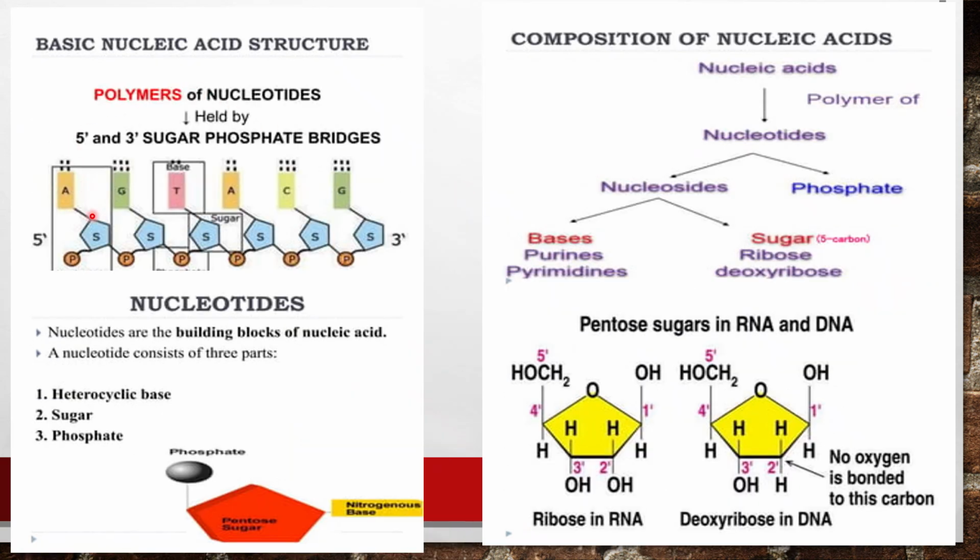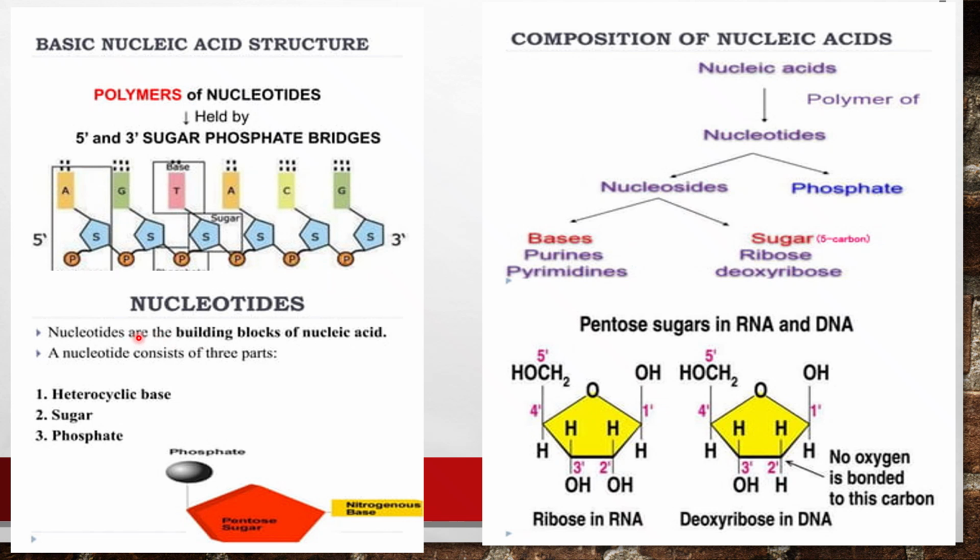So here is a clearer account of the basic structure of nucleic acid. Polymers of nucleotides are held together by 5'-3' sugar phosphate bridges. So this is the 5' end, to the 3' end. This is how the chain grows and polymerization happens.